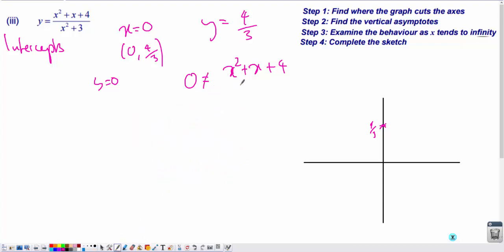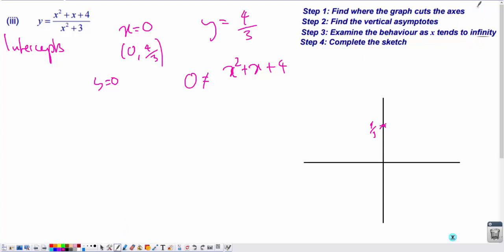Of course, if you use the quadratic formula, you could have got to that as well. Or you could have used the discriminant, b squared minus 4ac. You'll see here it will be less than 0. So y is never equal to 0. So there's no intersection point, right? So it doesn't work. So my only intercept is 0, 4 over 3. Okay, so that's step 1 done.